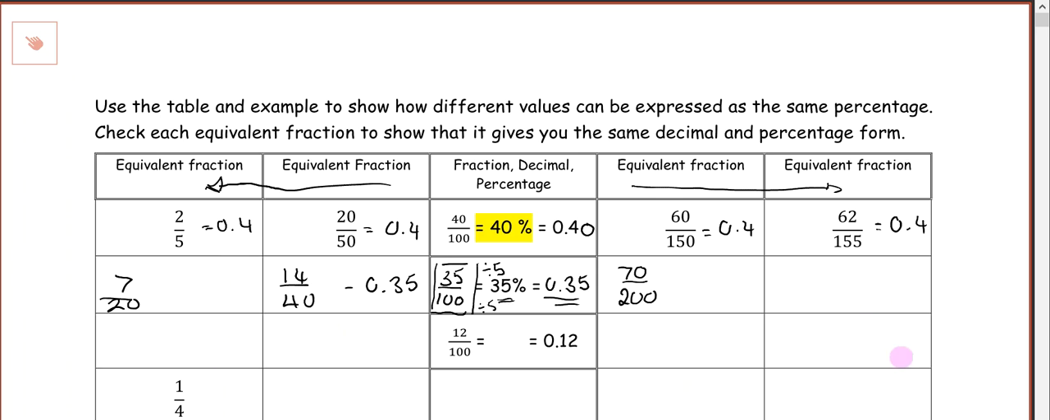So my equivalent would be, you don't have to do this, but my equivalent would be doing 77 from 220. And you can check, if we do that as a division, do we get 0.35? Can you do it? 77 divided by 220. Yeah, 0.35. Everyone good? So that is 35%.